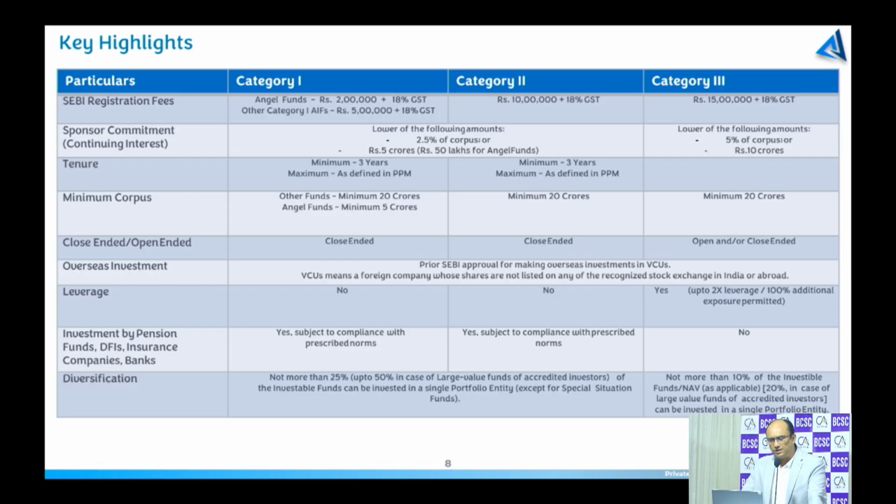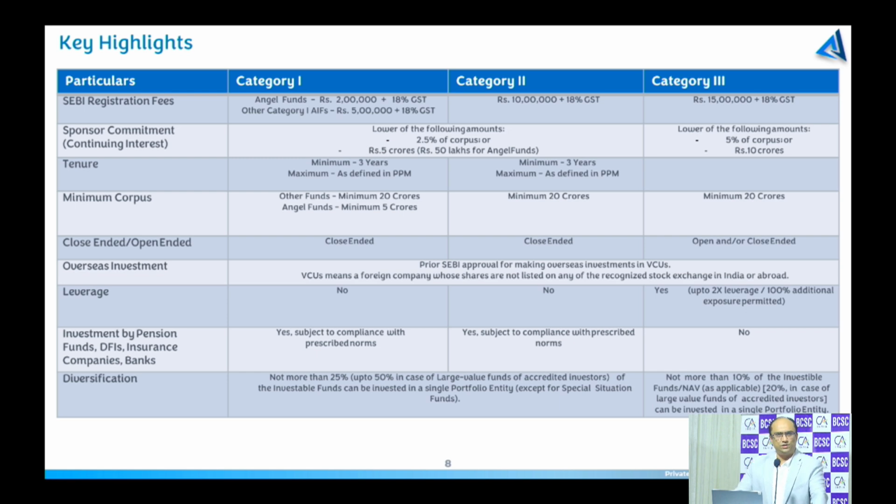Key differences here: your registration fees vary depending upon what category you are. Angel funds are smaller funds with smaller ticket sizes and smaller corpus, which are again a subset of category 1 AIFs. You start with 2 lakhs of registration fees, and for category 3 it goes as high as 15 lakh rupees.